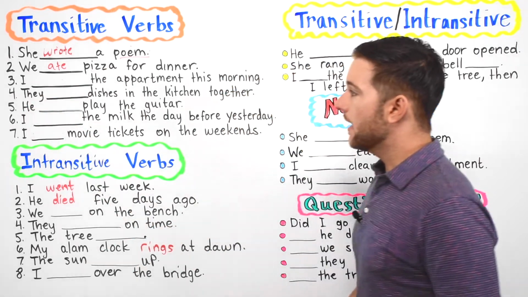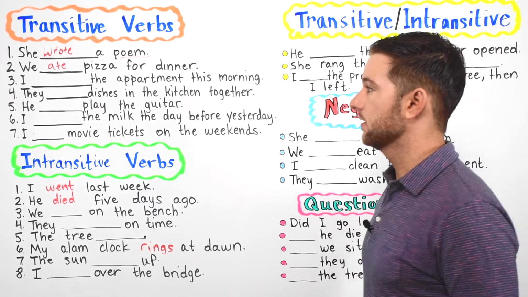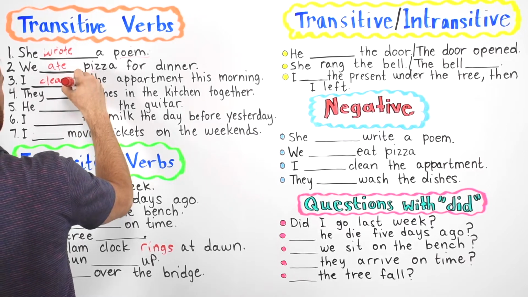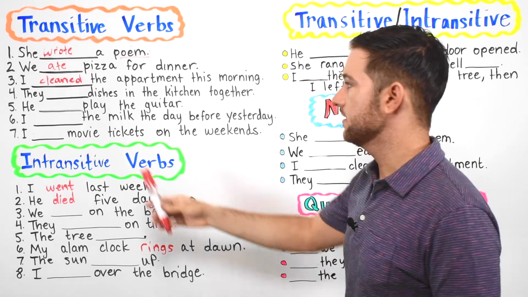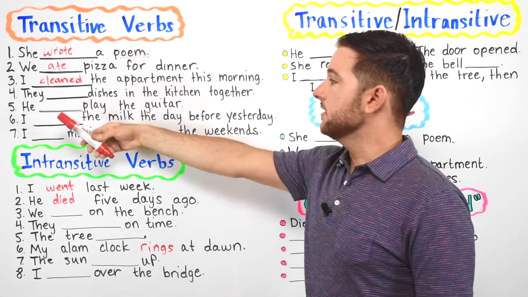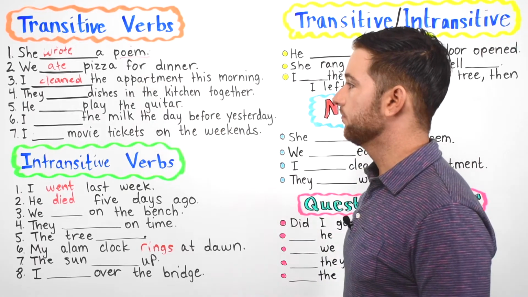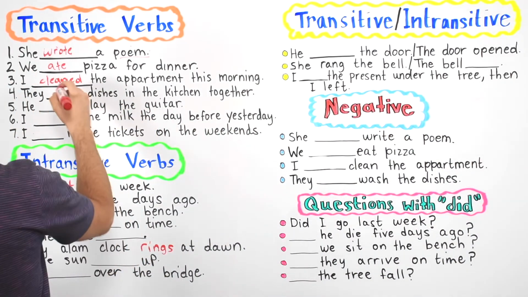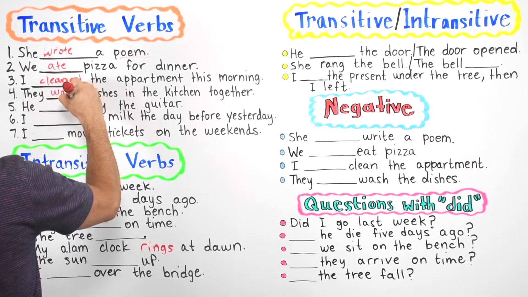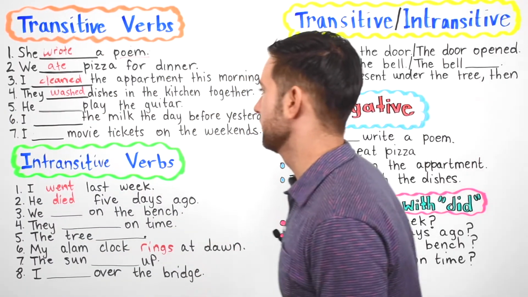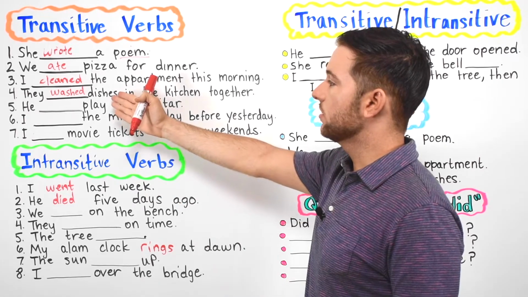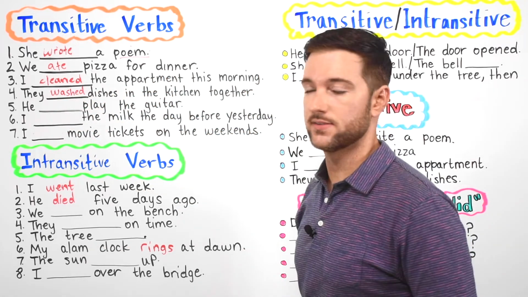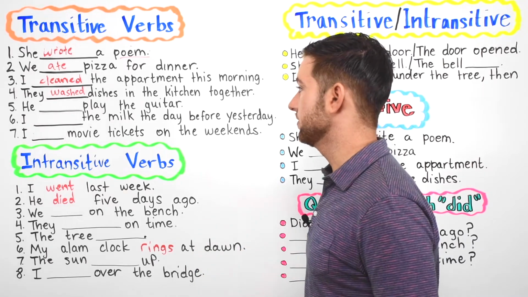Number 3, I blank the apartment this morning. You could say I cleaned the apartment this morning. It was very dirty, but now it is clean. So you clean what? You clean the apartment. The apartment is the object. Number 4, they blank dishes in the kitchen together. So, what do you do to dishes? You wash dishes. They washed dishes in the kitchen together. Dishes is the object. It's the thing that's receiving the action, and the action is coming from the verb to wash in this case.